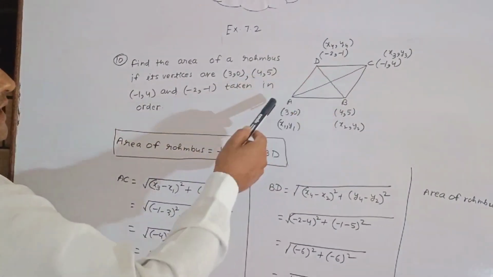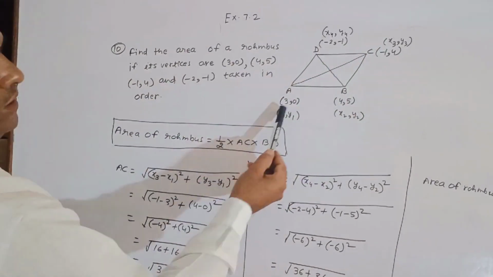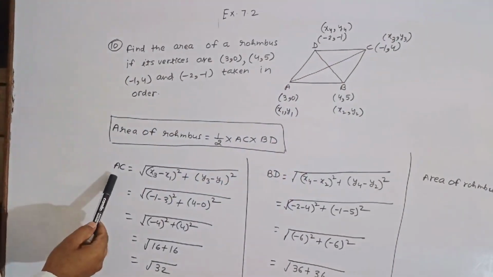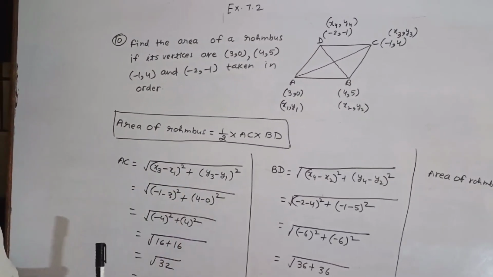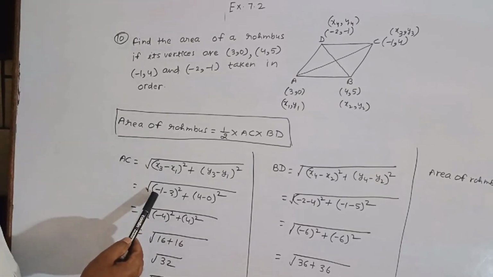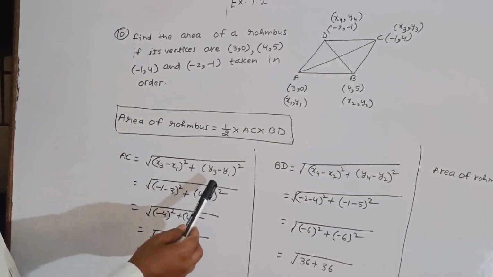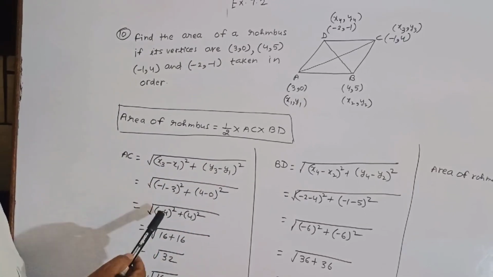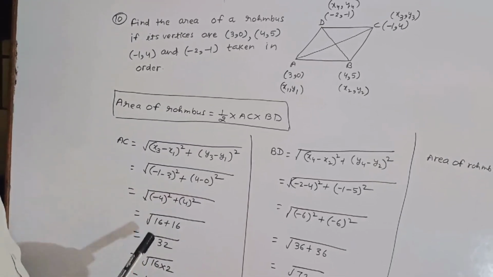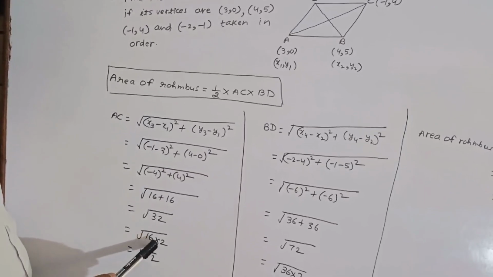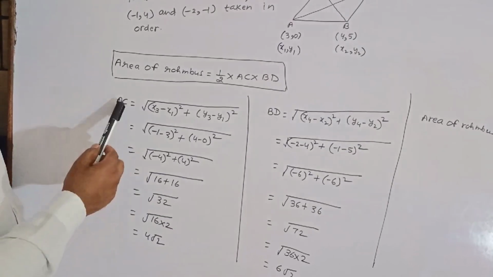Now we will find distance AC and distance BD. So distance AC equals root of x3 minus x1 whole square plus y3 minus y1 whole square. Now we put the values: x3 is minus 1, x1 is 3, y3 is 4 and y1 is 0. So minus 1 minus 3 is minus 4 whole square, and 4 minus 0 is 4 square. This will be 16 plus 16, square root of 32, and we can write it as 16 into 2. Square root of 16 is 4, so it is 4 root 2. This is the value of AC.